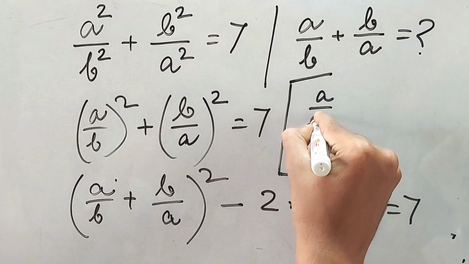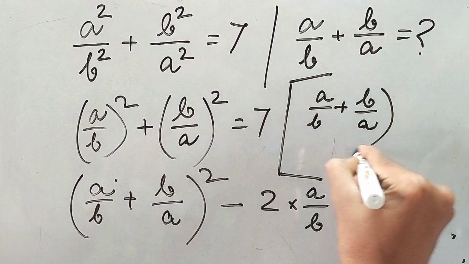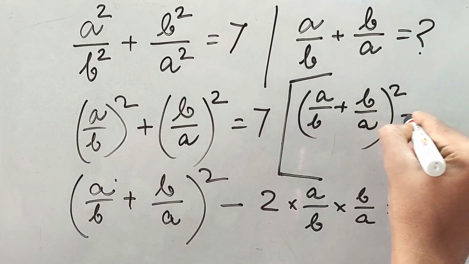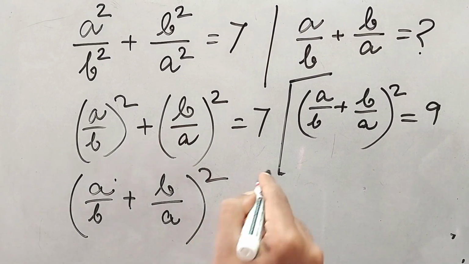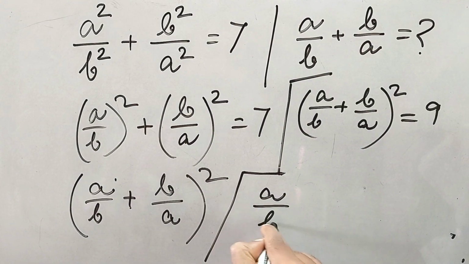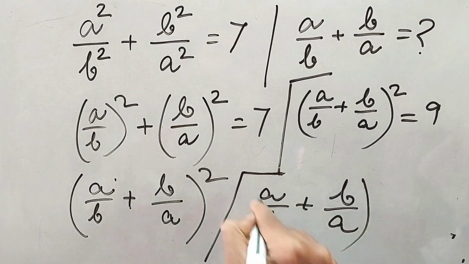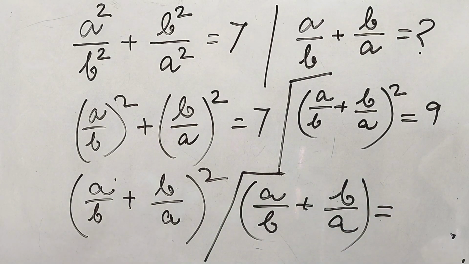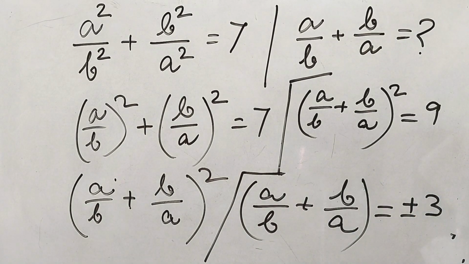Therefore, (a by b plus b by a) whole square is equal to 9, right? Which means a by b plus b by a is equal to plus minus 3, not 3, right? It is plus minus 3.